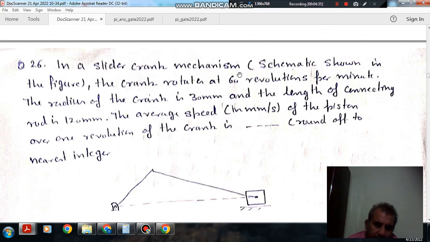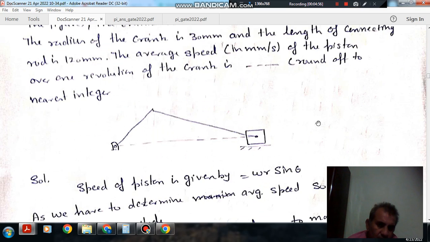in a slider crank chain mechanism schematic shown in figure, the crank rotates at 60 revolutions per minute. The radius of the crank is 30 mm and the length of the connecting rod is 120 mm. The average speed of the piston over one revolution of the crank is dash, round off to nearest integer.